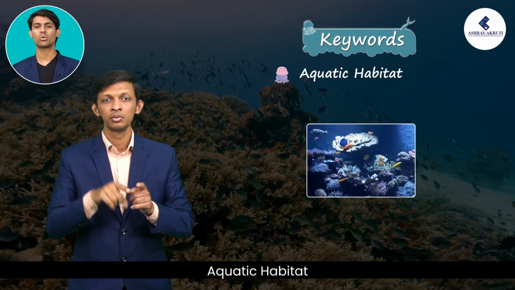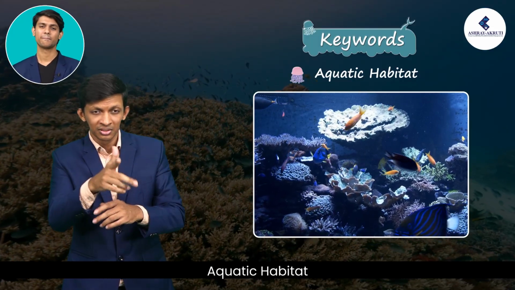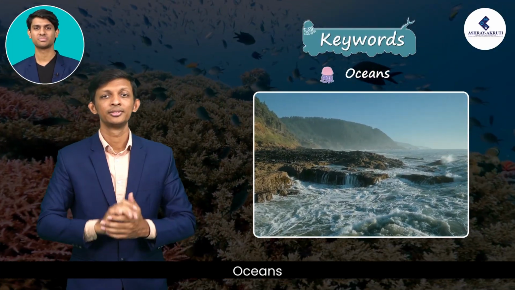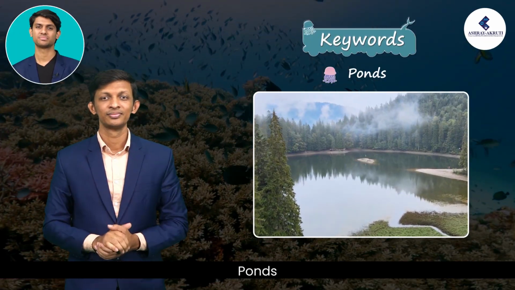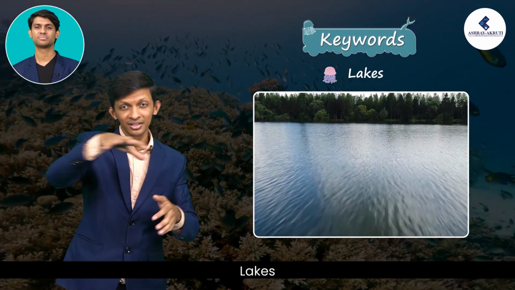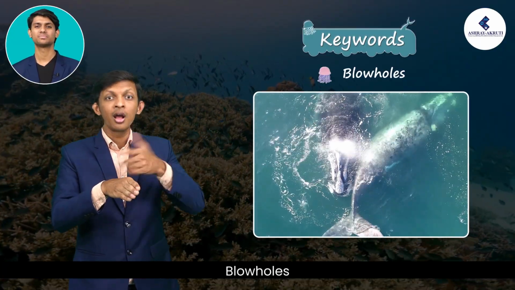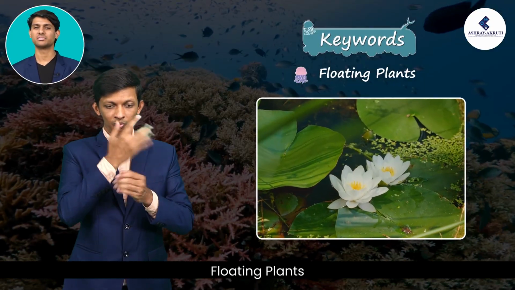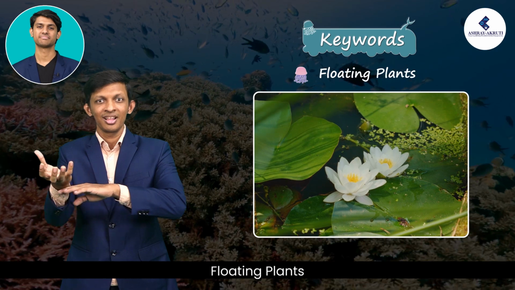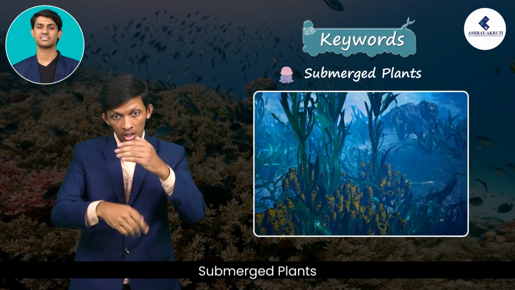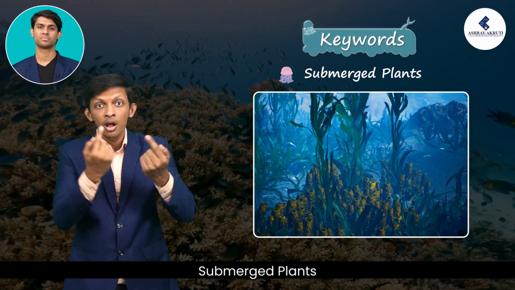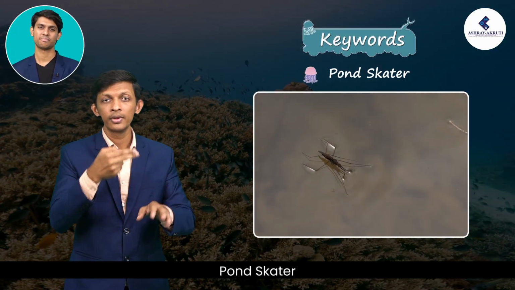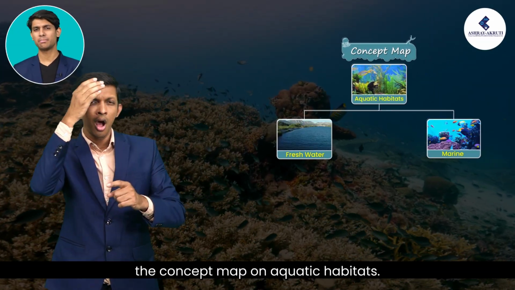Keywords: aquatic habitat, oceans, ponds, lakes, blowholes, floating plants, submerged plants, pond skater. Let us see the concept map on aquatic habitats here.